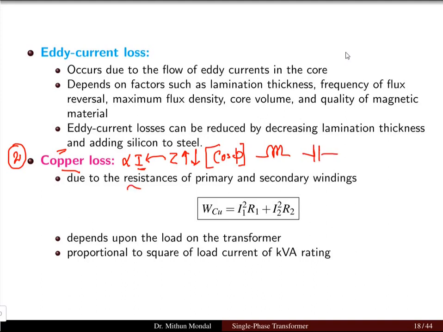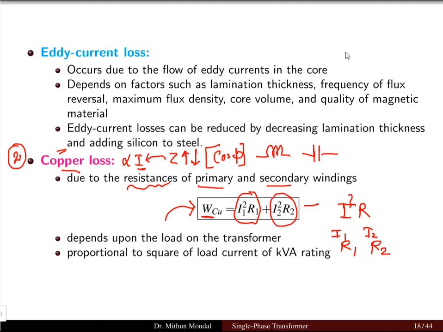Due to the resistances of the primary and the secondary winding, we will have the copper losses. Copper loss is also known as I square R losses, and we have the primary current I1 and the secondary current I2. The resistance associated with the primary current is R1, and the resistance associated with the secondary current is R2. So obviously the losses we add from the primary part are I1 square R1, and I2 square R2 is the secondary losses.